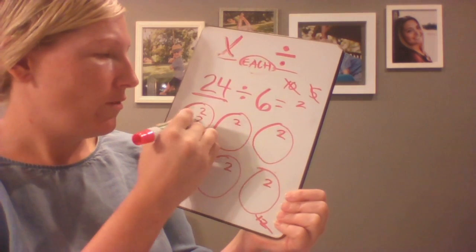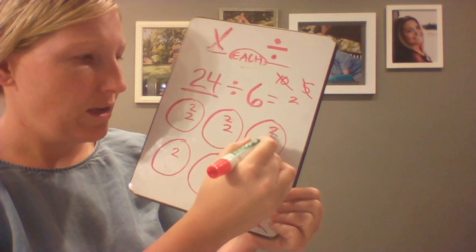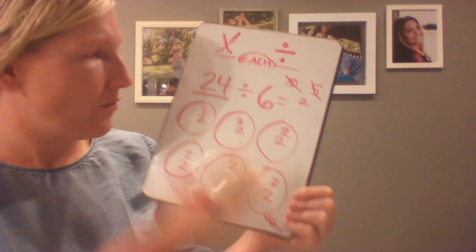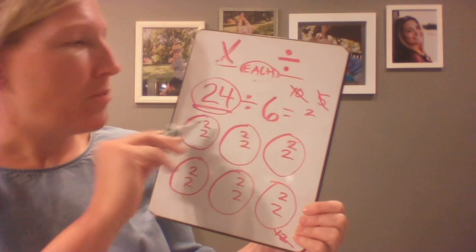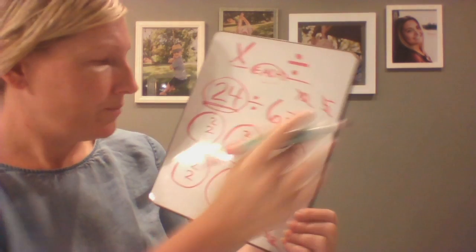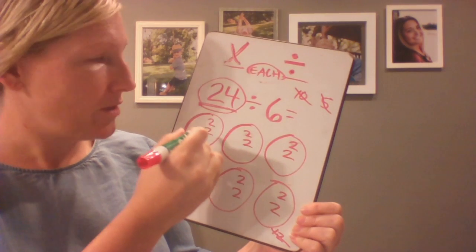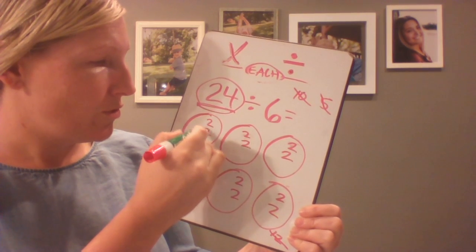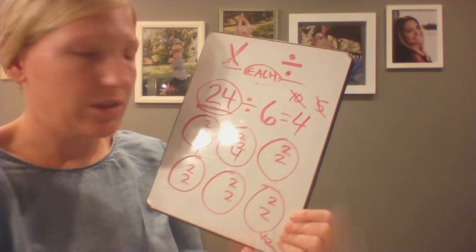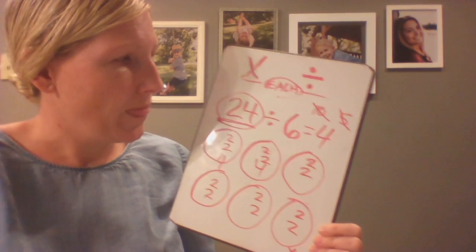12, 14, 16, 18, 20, 22, 24. So I made it. I passed out all 24 of my students into their teams. And then I just have to see how many students are in each group. 2, 4. So there's 4 students in each group.